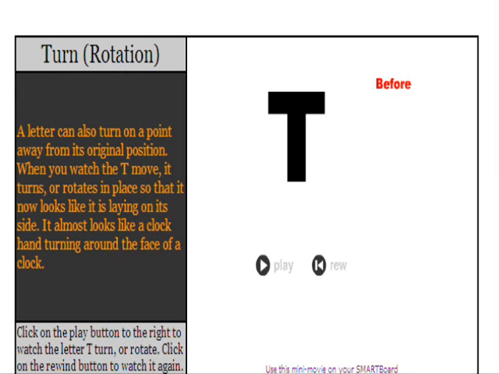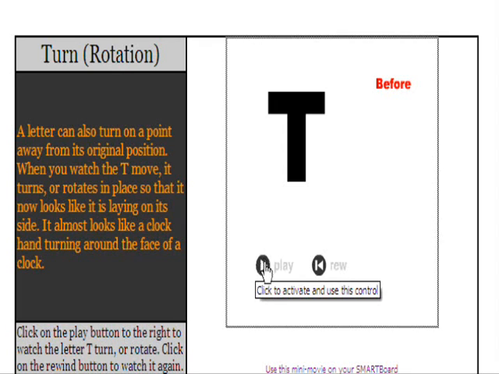A letter can also turn on a point away from its original position. When you watch the T move, it turns or rotates into place so that it now looks like it is laying on its side.